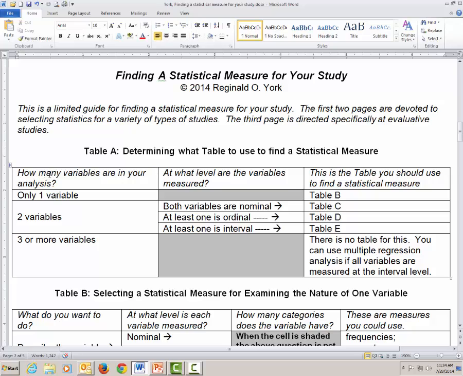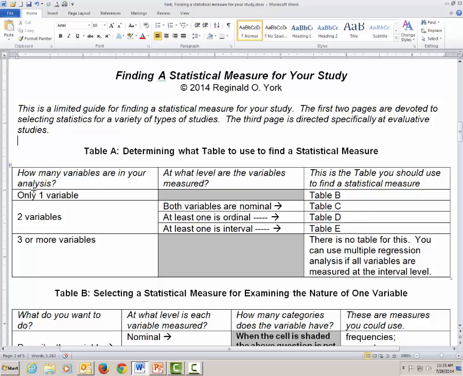You'll notice how this is structured. You have a column that says how many variables are in your analysis. Only one, two variables, or three or more. Next question, at what level are the variables measured? You have some cells that are shaded, which means there is no relevant question there. But in these cases, there is a relevant question. That then leads you to the third column, which tells you which table to use.